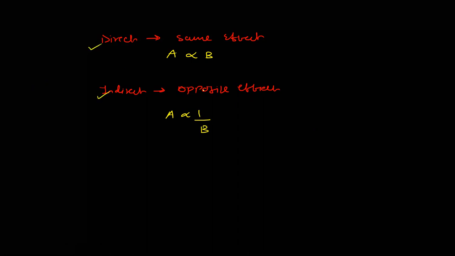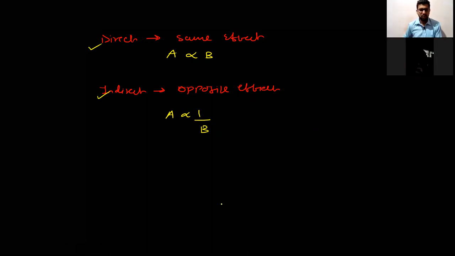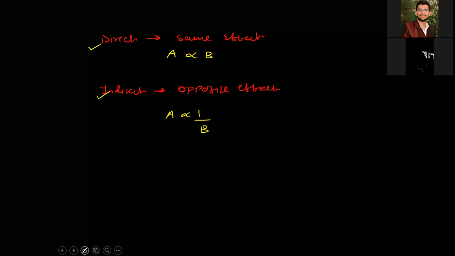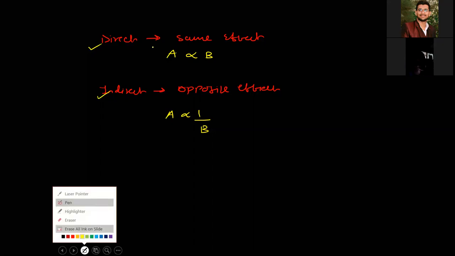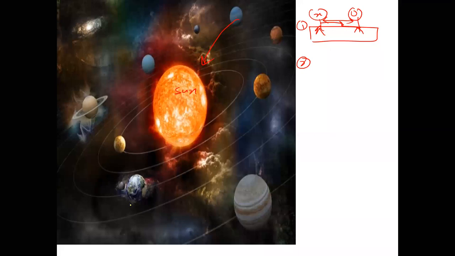So this part we are going to use in our next law, that is Newton's law of gravitation. So let's begin with Newton's law of gravitation. What does Newton say? Newton says that for any two objects, let's consider this is object one and this is object two. I will name one object A and the other object B.